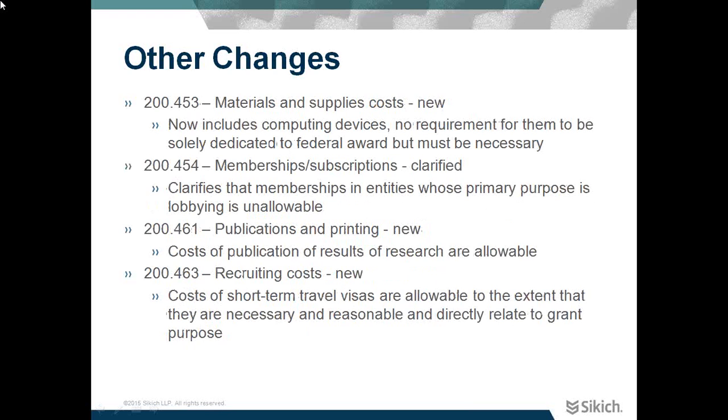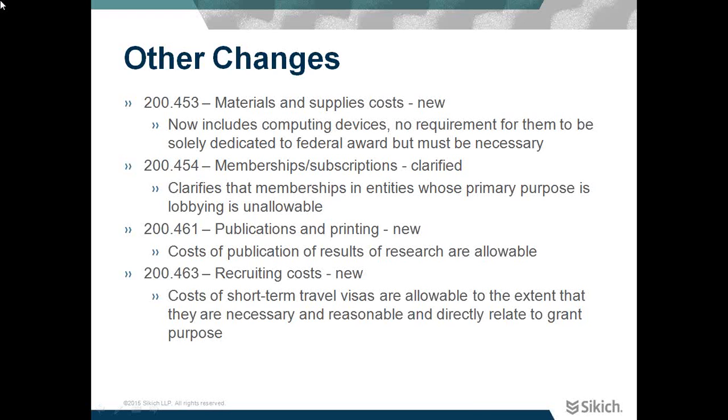Okay, materials and supplies costs. Again, this is not a new standard. The change in the standard is now that the computing devices are not required to be solely dedicated to the federal award. What the guidance used to say is that all supplies and materials had to pertain to federal awards. And now they're making a concession for computerized devices only because they realize that sometimes you've got to check email, and those emails may not pertain to a federal award. And other things related to it. So that's new.